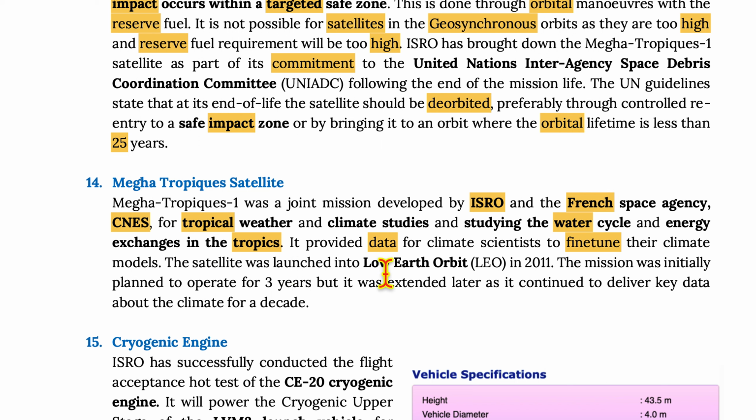The satellite was launched in LEO in 2011. The mission was initially planned to operate for 3 years, but it was extended later as it continued to deliver key data about climate for a decade.